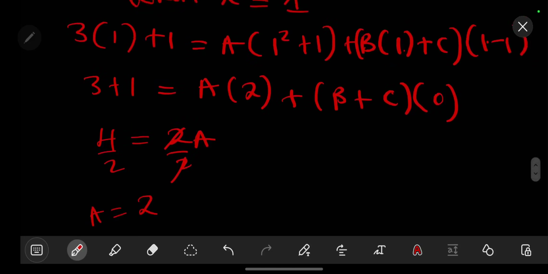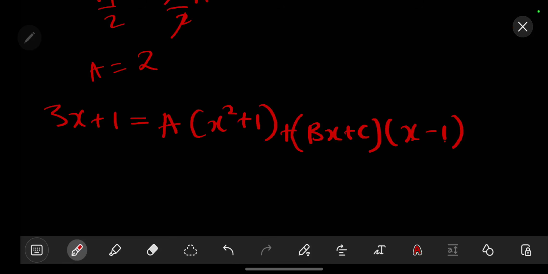Getting the equation again, we are going to get when our x is equal to, let's say, which value can we use? Is there any value that can work for this one?